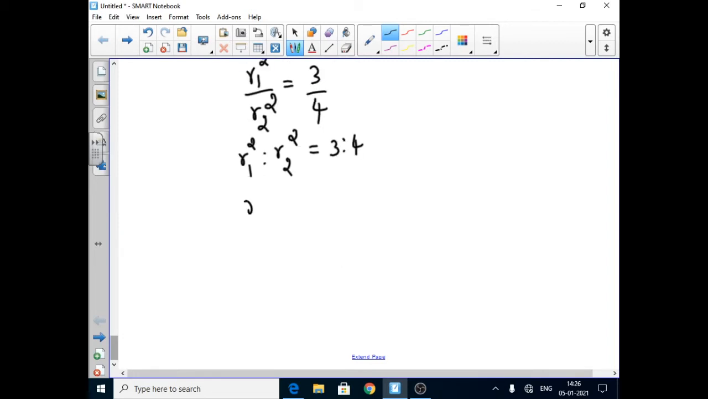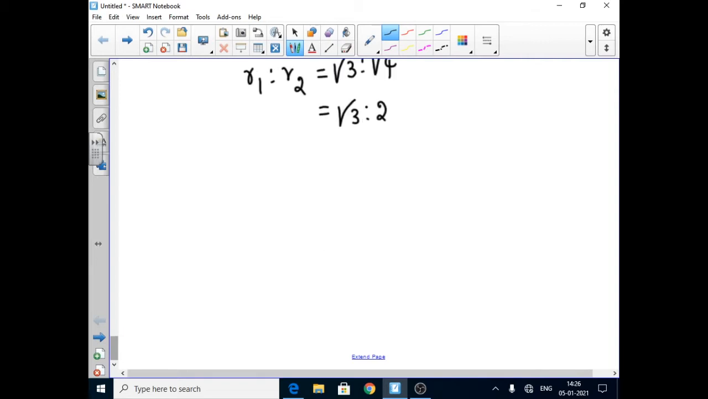So for r1 is to r2 we should take the square root. Square root of 3 is to square root of 4. To remove the square, we apply the square root, right? Root 3 is to root 4, whose value is 2. So root 3 is to 2. Here, what is the question they have given? Prove the ratio of the volume. So we have found the ratio of radii.